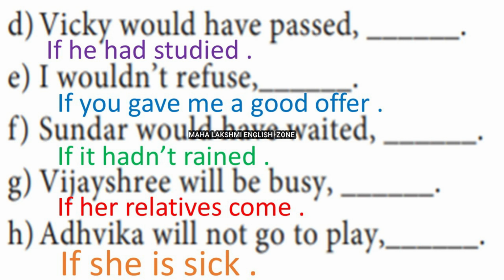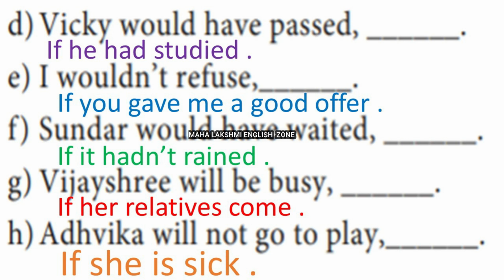Next one, Vicky would have passed. So the verb form is would have passed. When the main clause takes would have passed, automatically our if clause will be in the past perfect form. So if he had studied, had is for had, studied is for past participle. I wouldn't refuse. So we have would here. So if we get the verb in the main clause as would, our if clause will have the past form. So the answer is if you gave. So gave is the past tense of give. So if you gave me a good offer.